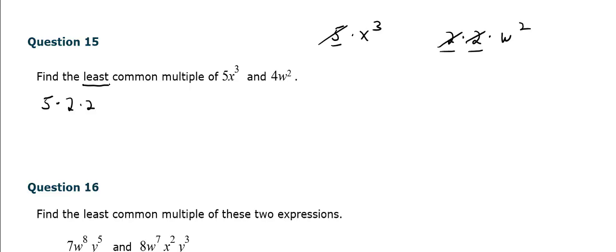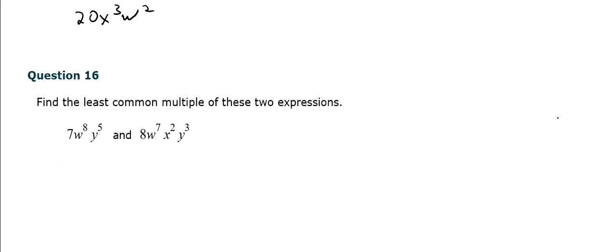x to the third and w squared. So now we'll just multiply our coefficients together. 5 times 2 times 2 is 20, x to the third, w squared. So let's look at the next one.